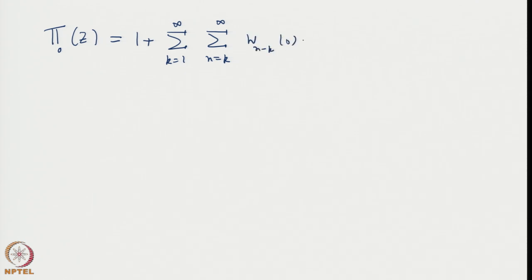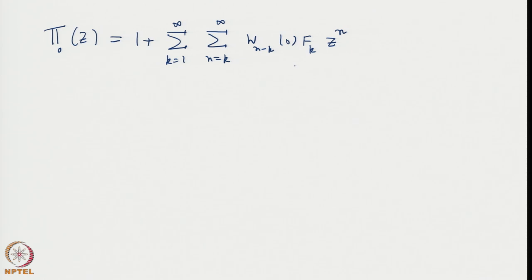It will be pi naught z. Pi naught z is the generating function for the occupancy probability, that will be 1 plus the sum over k equal to 1 to infinity, but n now will be summed from k to infinity, and it will be w n 0, f k, z to the power n.